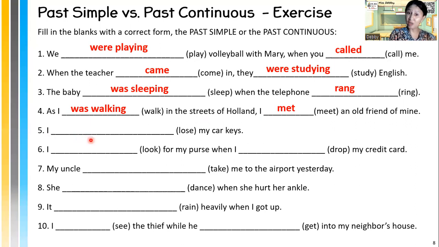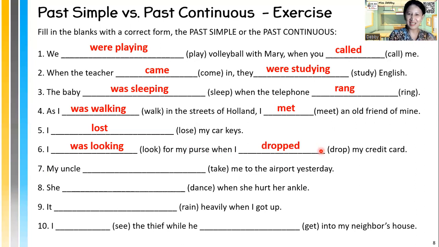What about this one? It is a completed action in the past. There is no time signal here, but this is a completed action. So we say, I lost my car keys. Good job. Number 6: I was looking for my purse, the past ongoing action. I was looking for my purse when, at the time it happened, when is followed by the past tense. So when I dropped my credit card. I hope you got that correct.